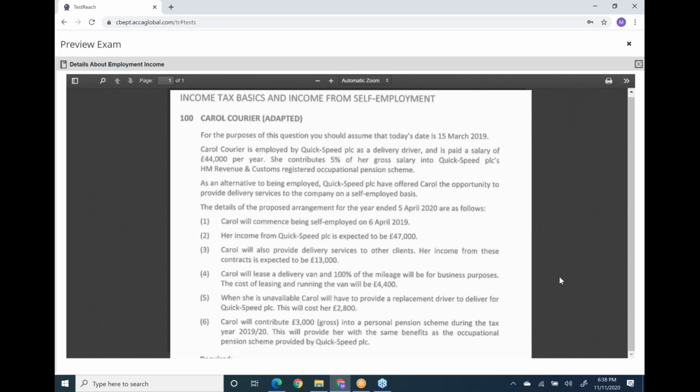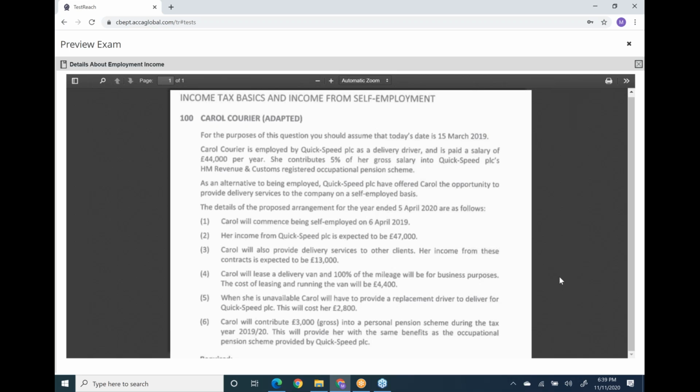Now, Carol will lease a delivery van and 100% of the mileage will be for business purpose. As she's doing business, she has to incur expenses. She leased a car, and thus this leasing cost is a fully allowed expense, because she has hired the car for business. What is the leasing cost? 4,400 pounds is an allowed expense.